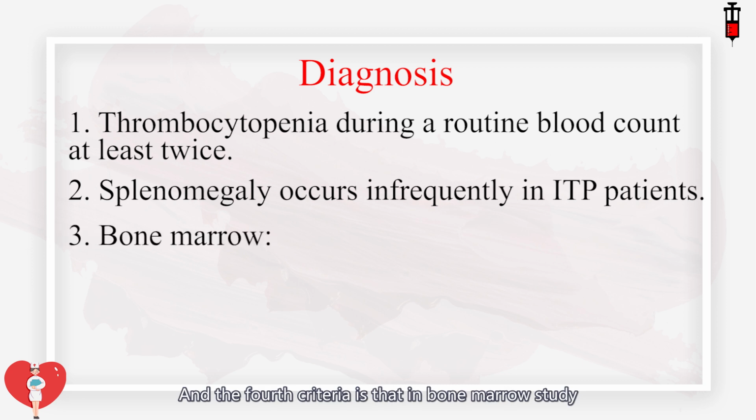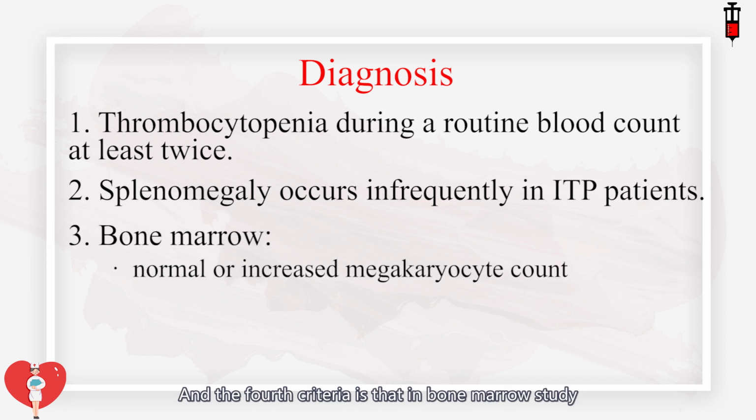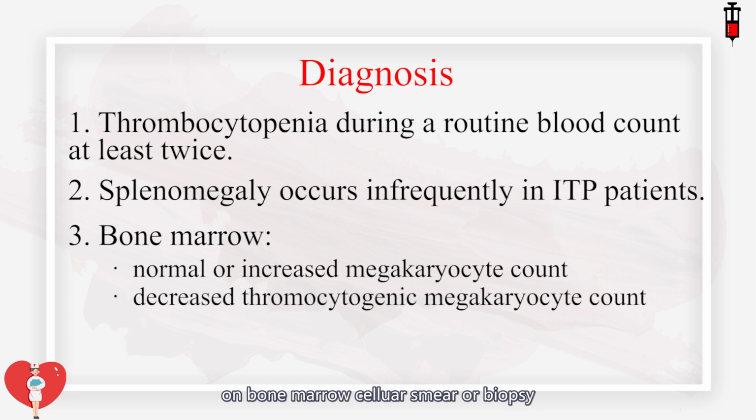And the fourth criterion is that in a bone marrow study, a bone marrow cellular smear or biopsy, you can find an increased number of megakaryocytes, with no other abnormalities. The increased megakaryocytes account for approximately 60 to 70% of patients. In other words, still 1/3 of patients have normal or decreased megakaryocyte numbers.